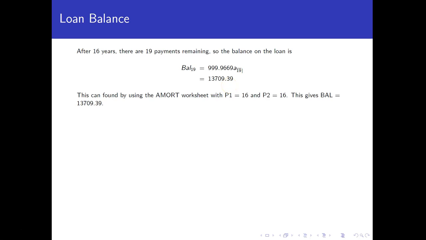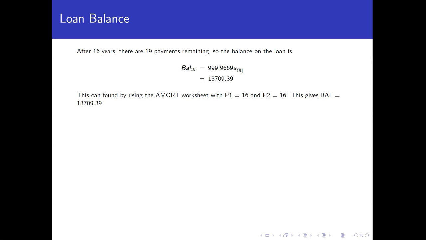We can also use the amortization worksheet on our BA II Plus to get that balance. After you've got what we just did on the previous slide stored in your calculator, you can go into the amortization worksheet and set 16 equal to your beginning and ending payments, and it'll give you that balance as well.